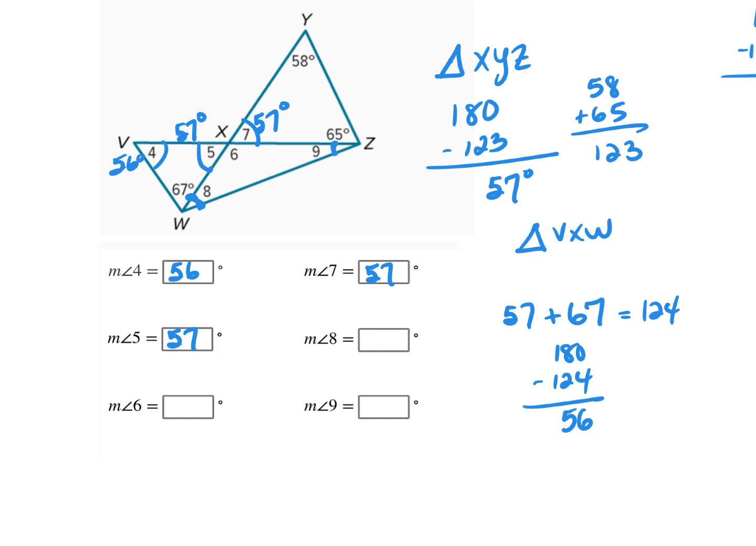Now, this may or may not be difficult to see, but if you'll notice, angle 6 and 7 form a linear pair or a straight line. So that means angles 6 and 7 add to 180. So I know angle 7 is 57 degrees. So if I do 180 minus 57, I get 123. So the measure of angle 6 is 123. Now we know 8 and 9 are congruent.